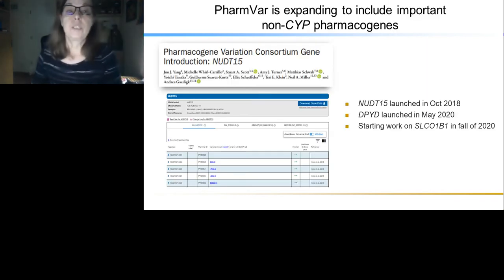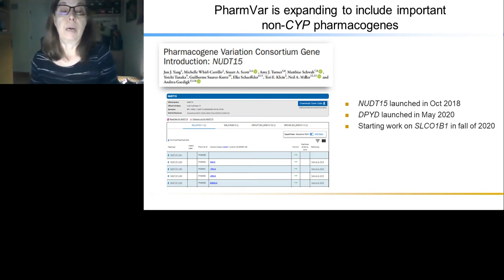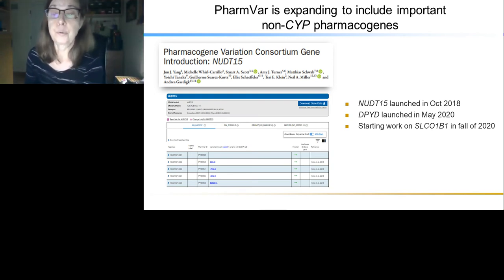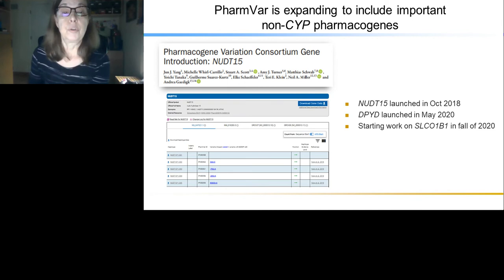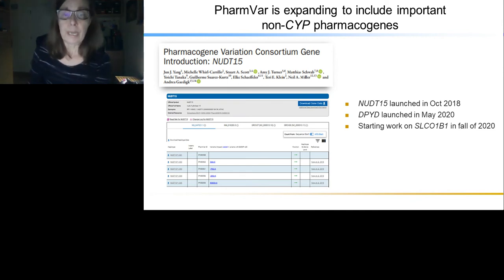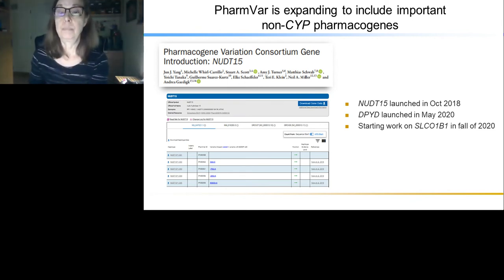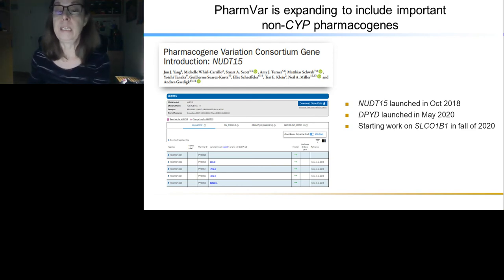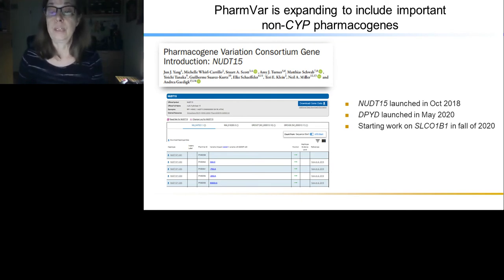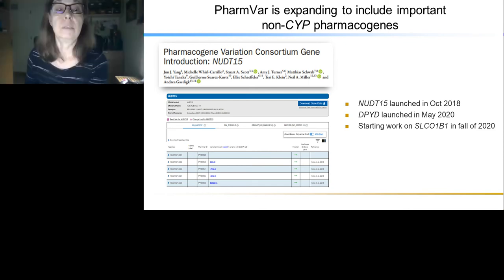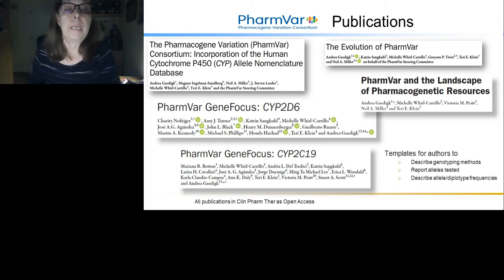So as I already mentioned before, we now also have genes that are not cytochrome P450 genes. So you see here NUDT15, which we launched almost 2 years ago now. DPYD we launched earlier this year, and SLCO1B1 will start work this year. Describe what we do, how we do it, what kind of features we have built, and how we interact with other landscapes.